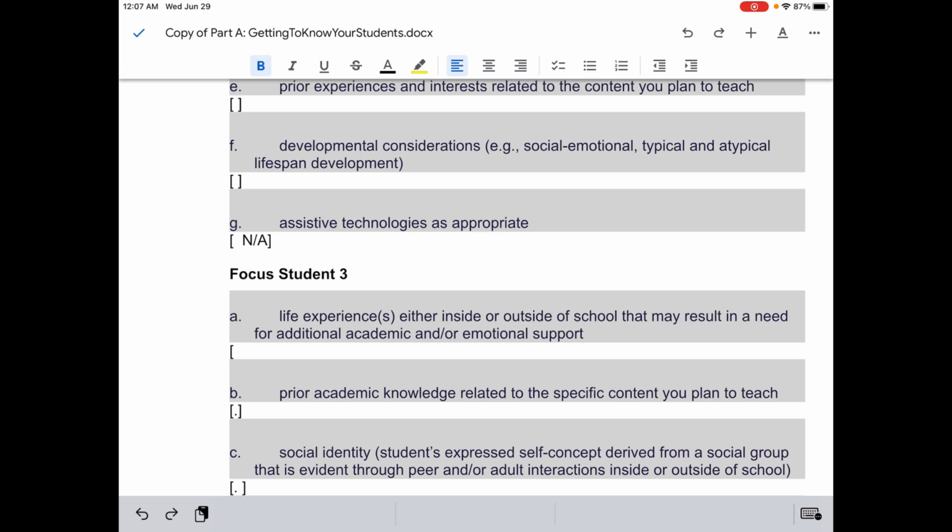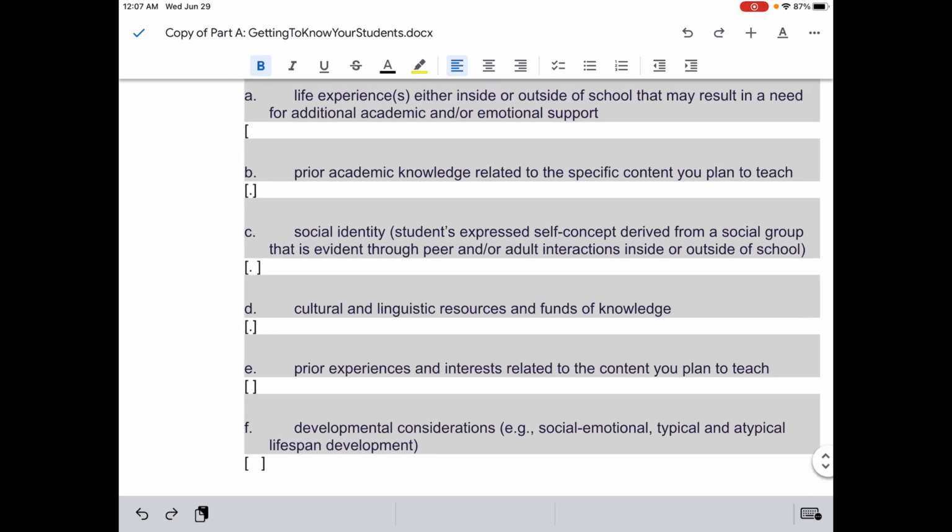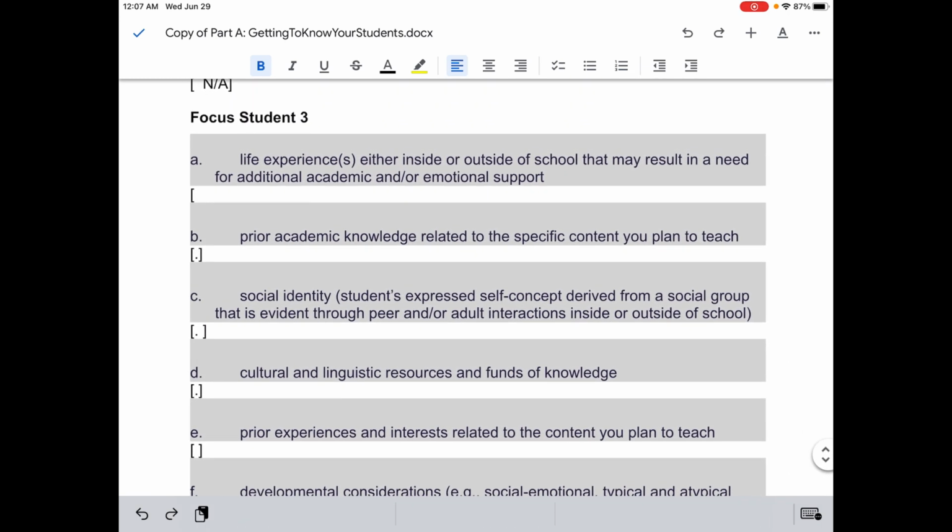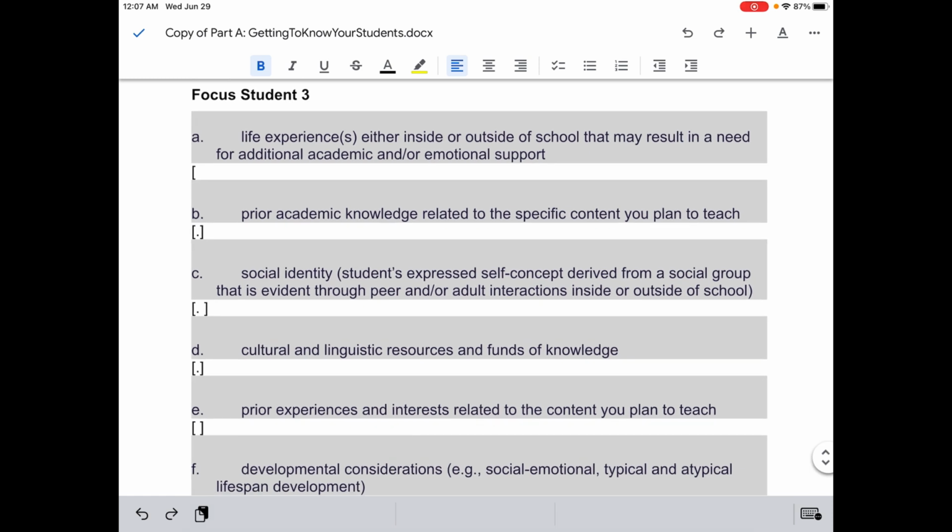Word. So then if we move on to focus student 3, during this section we are going to be talking about someone who is experiencing life experiences either inside or out of school that may result in a need for additional academic or emotional support. So for this section I talked about a student of mine whose parents were not always involved in their lives. The student was taken care of by their grandparents. Their mom was always working. Their dad isn't present in their life.